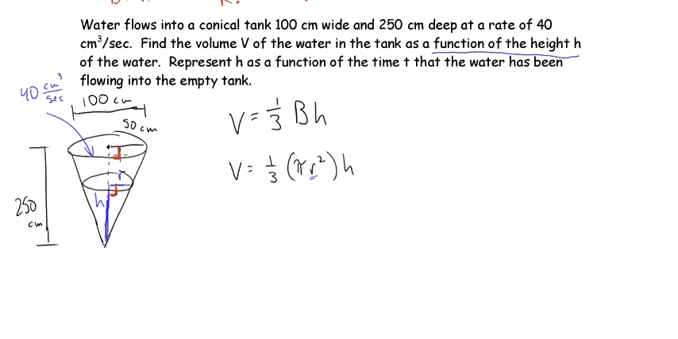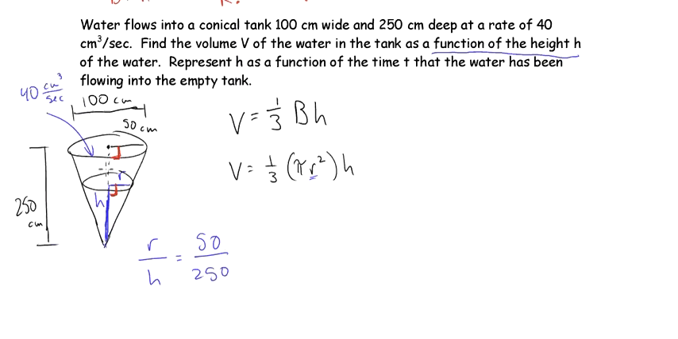And we're going to set up a proportion. Depending on how you want to set that up, you might set it up as the radius of the water divided by the height of the water. That's going to be equal to the radius of the cone divided by the height of the cone, so 250. And you could set it up a few different ways.